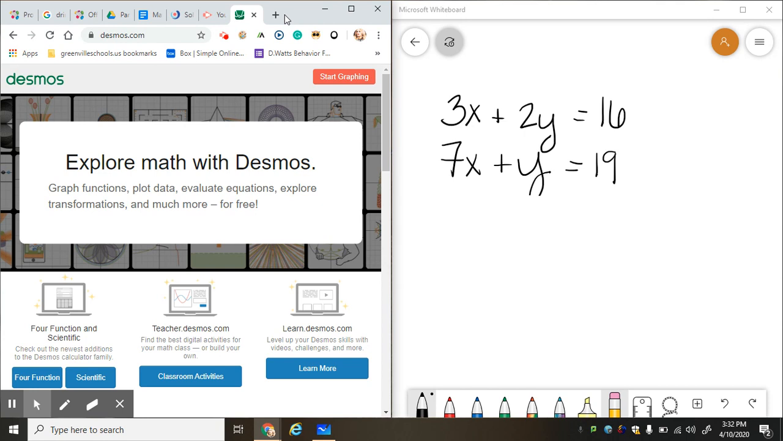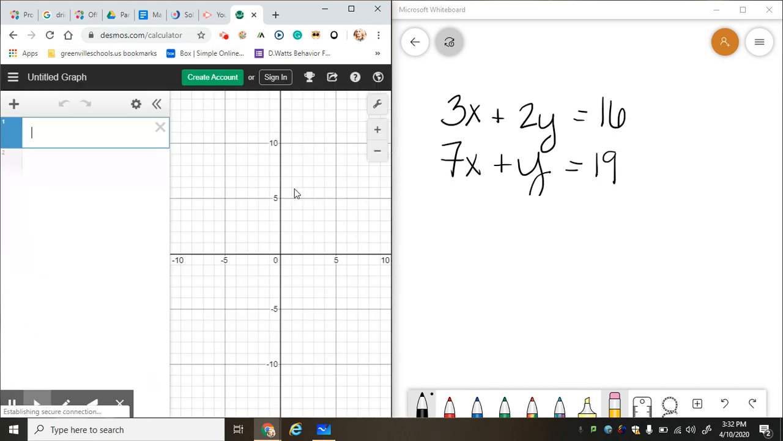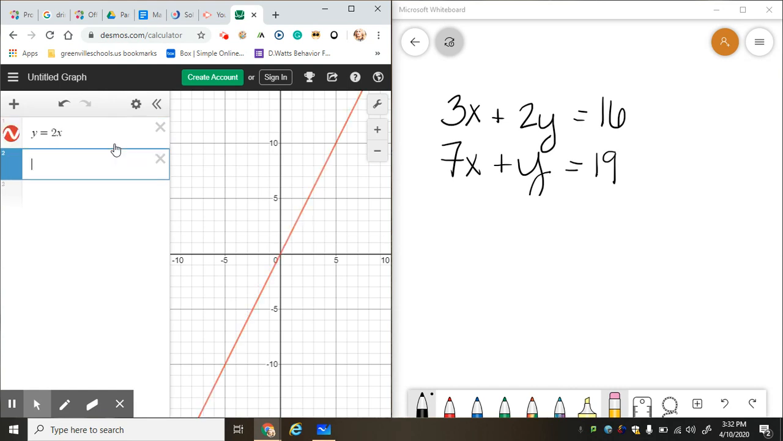Okay, so Desmos is a great resource if you need something visual. You type in desmos.com, go to Start Graphing, and this is great if you really want to know, well, what does y equals x mean? And what does it mean if I go to 2x? And then what happens if I want to compare them? How does it change? That way you can look at it and see how it changed.